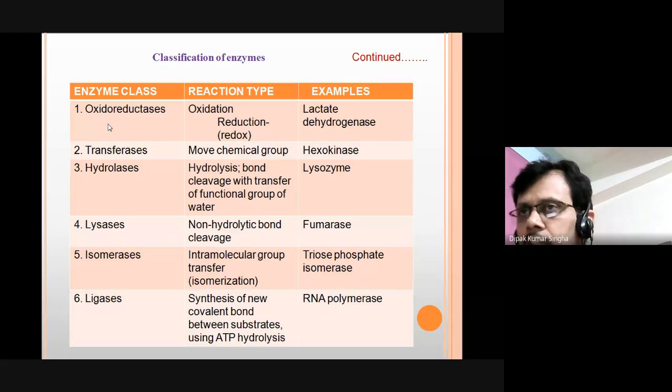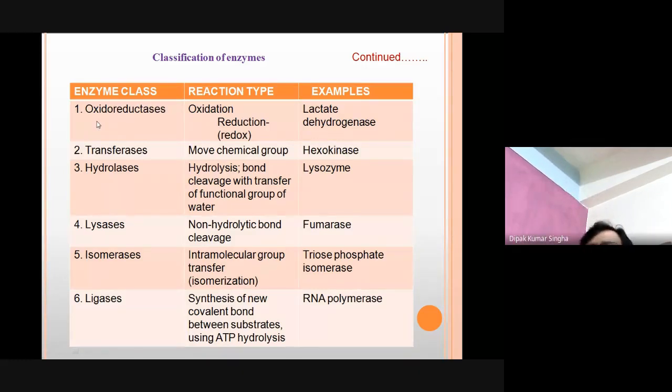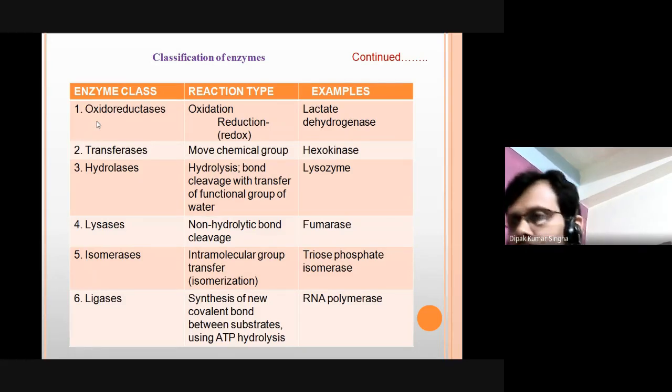Classification is done like this: suppose there is one class, the 6 major classes. Their number is very much fixed. You cannot put ligase in the first position, because this number and name are fixed. The first one is the enzyme major class. All the enzymes, extracellular, intracellular, proteolytic, amylolytic, lipolytic, are classified into the 6 major classes.